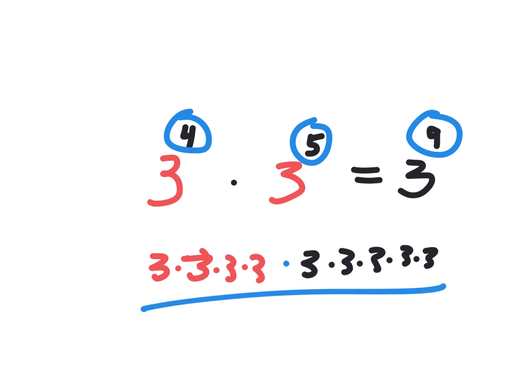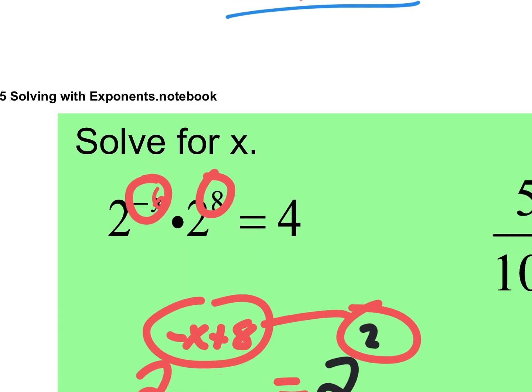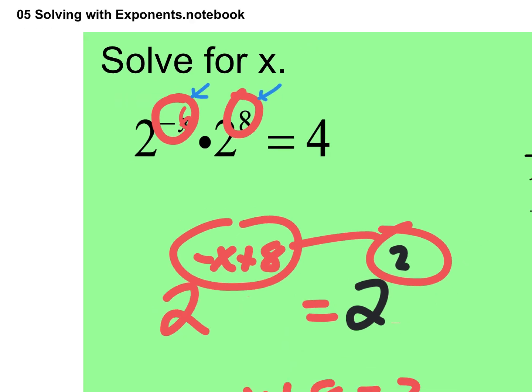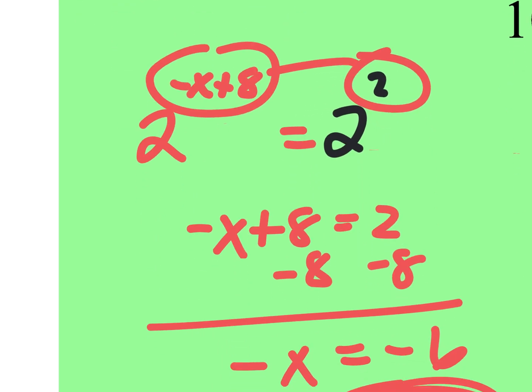It's a total of 9 of them. I was there. So same thing here. We did multiply the 2's together. It's just that we did it with the powers. Okay. All right, so that was that one.